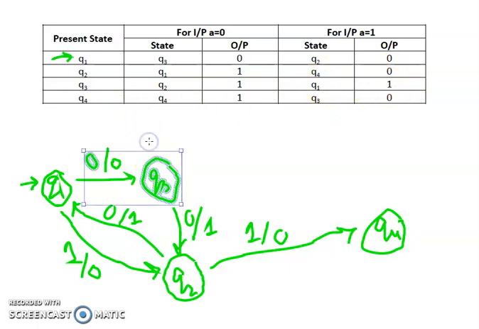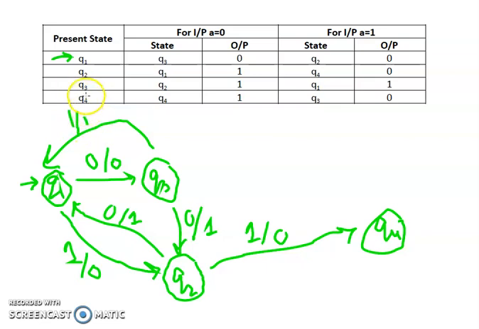So from state Q3, we are moving to state Q1, reading input 1 and the output generated is also 1. That's why we are writing 1 oblique 1.